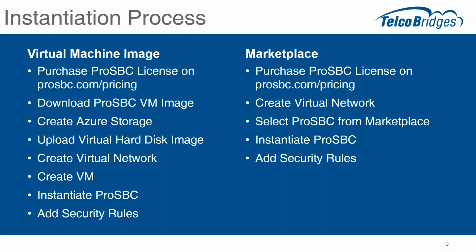Once you have your license, then you would download the ProSBC VM, the virtual machine image. Then you're going to create an Azure storage space, upload that image onto the Azure space, and from there, you're going to create a virtual network, a virtual machine, and then instantiate the software and add some security rules. What's nice about this is that at the end of all this process, to create another VM, you just have to repeat these last 3 steps: create another VM, instantiate ProSBC, and add security rules. So multiple VMs are very easy in this environment.